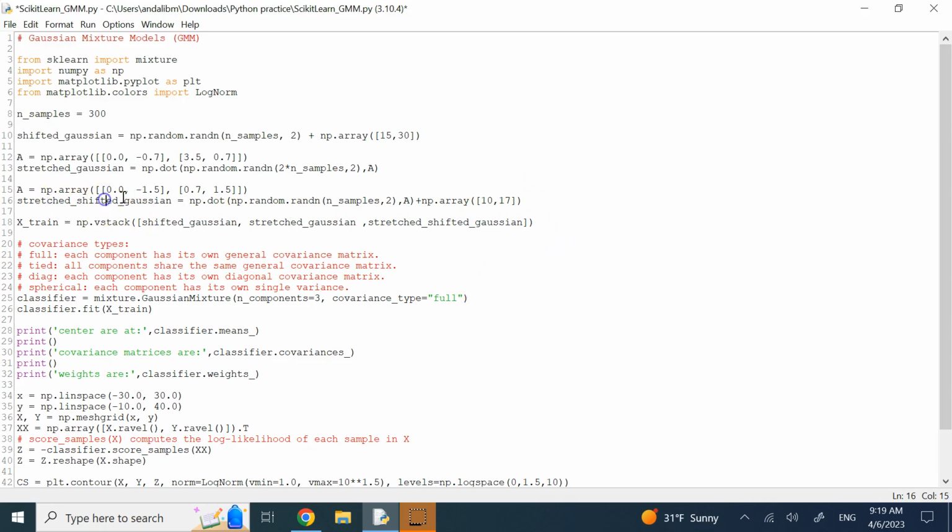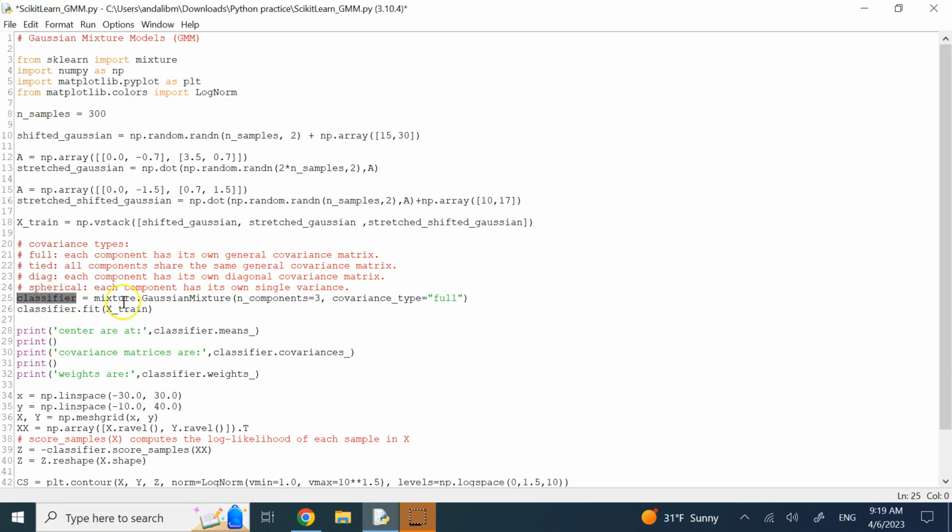So here I have a stretched shifted Gaussian, and then I would use the vstack or vertical stack, and I put all of these and stack them below each other. So I have now a giant 1200 by 2 matrix called X train. That is all of my data, and then I'm going to fit a Gaussian mixture model to it.